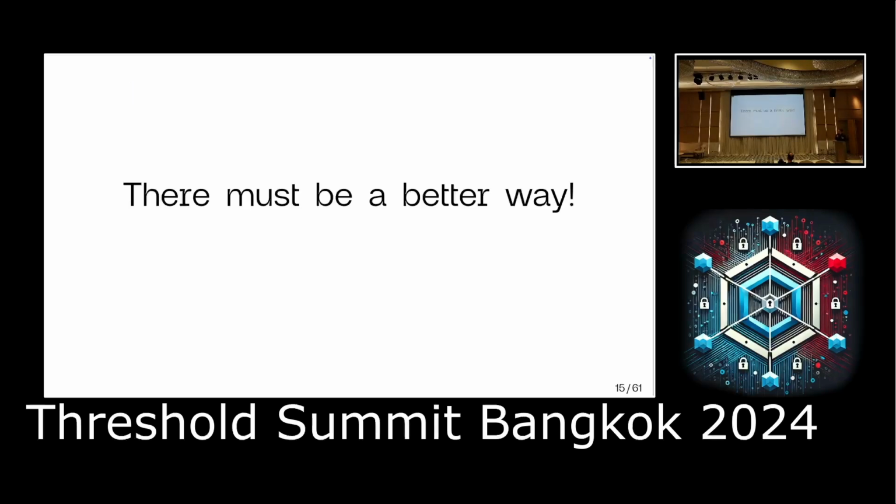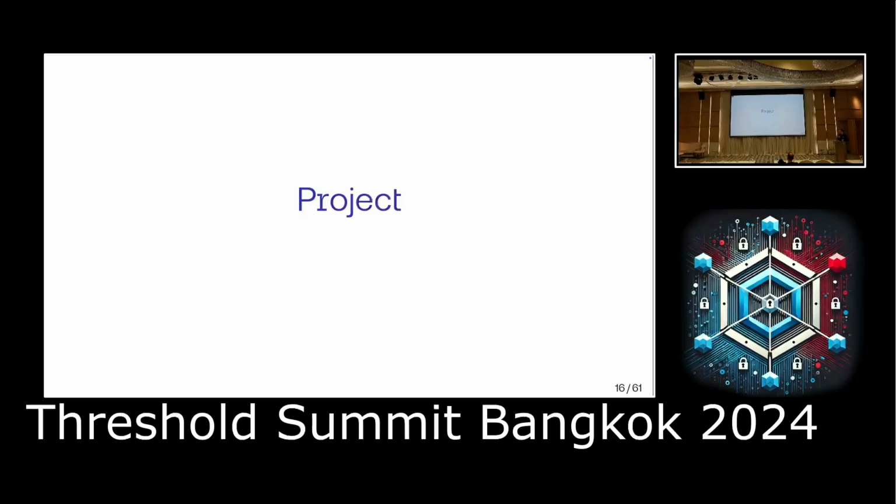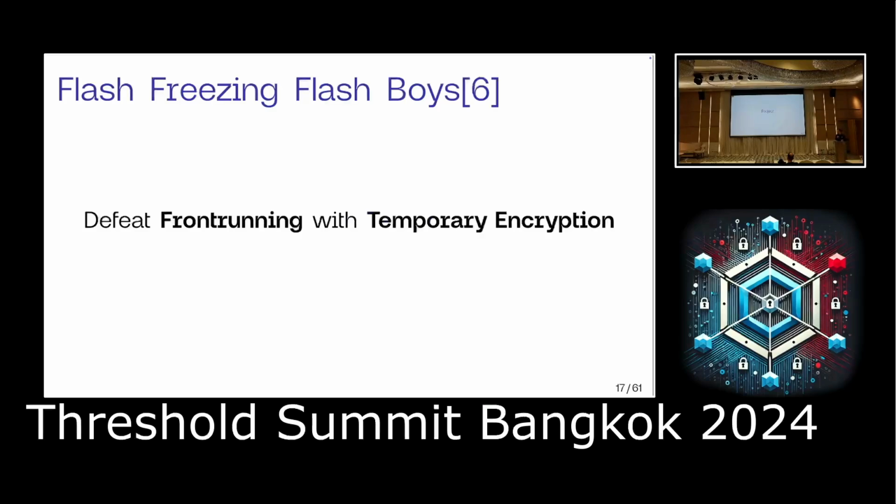So at the lab, we got together and we said that there has to be a better way to do this. And so that's where the project came from. And of course, I didn't start it. It was already started when I came in, but I said that for the narrative. So the project that existed at that point was called Freezing Flash Boys, where the goal was to prevent front running using temporary encryption by making a blockchain that is protected against front running.